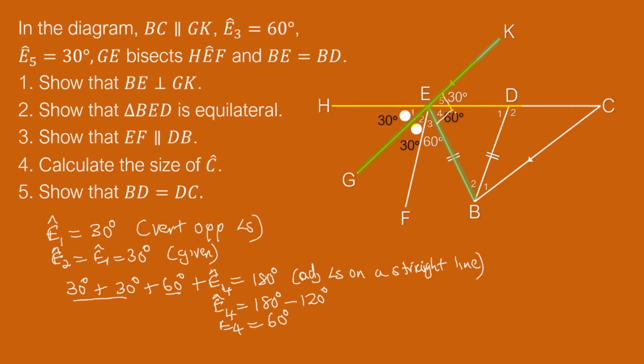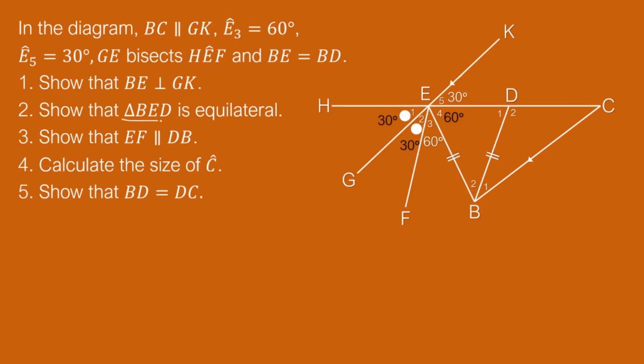If we say 60 degrees plus 30 degrees, we get 90. Right, and then therefore angle BEK is equal to 60 degrees plus 30 degrees, meaning it's 90 degrees. Therefore, BE is perpendicular to GK.